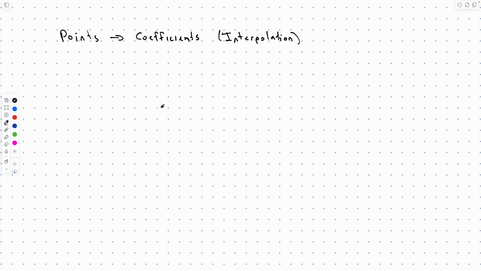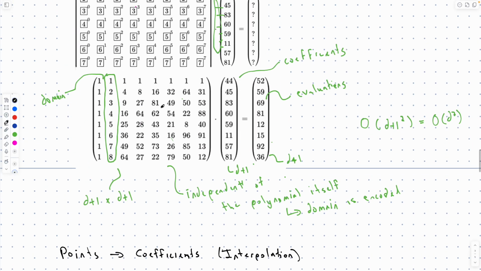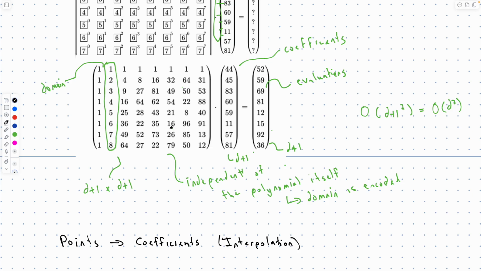Matrix inversion. Great, that's exactly it. So I have this matrix, and here I have my set of coefficients, and I'm computing my evaluation points. If I want to go backwards, if I want to start with my evaluation points and convert to the coefficients, all I have to do is take this matrix and move it to the other side. If I move this matrix to the other side, then I can do interpolation. So that's all interpolation is.